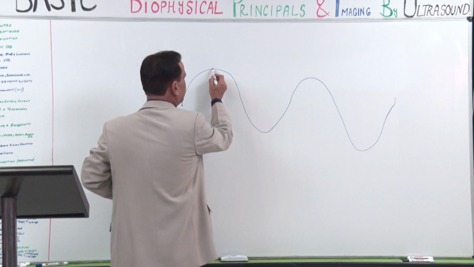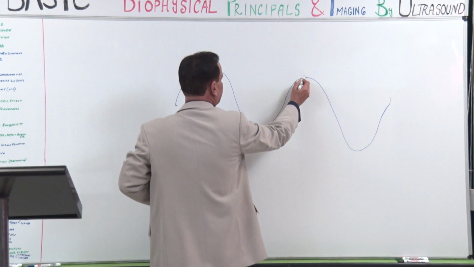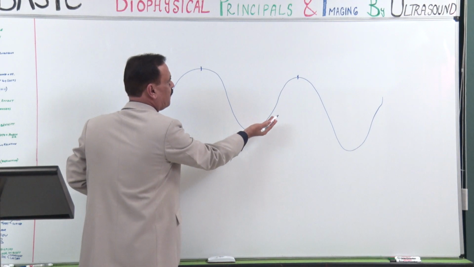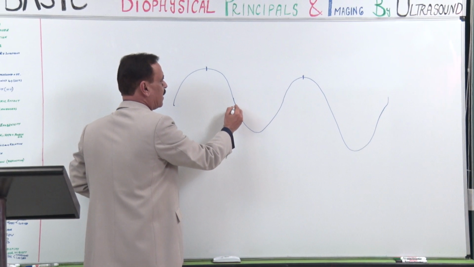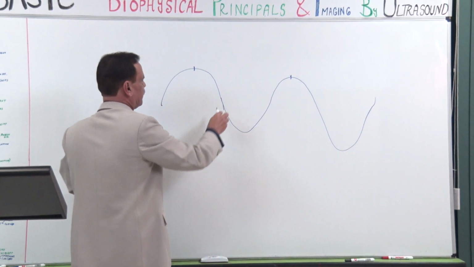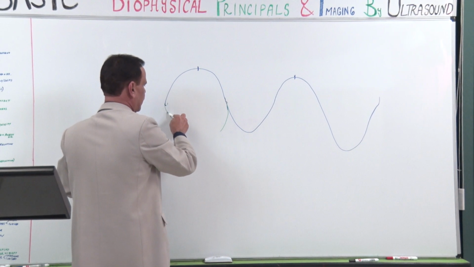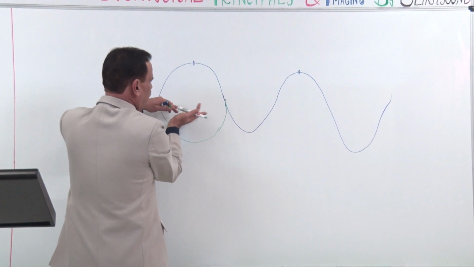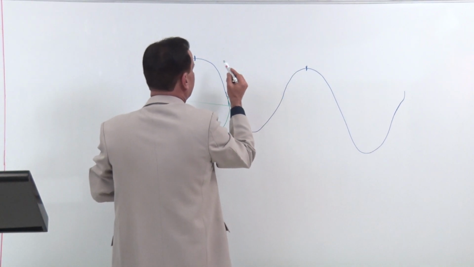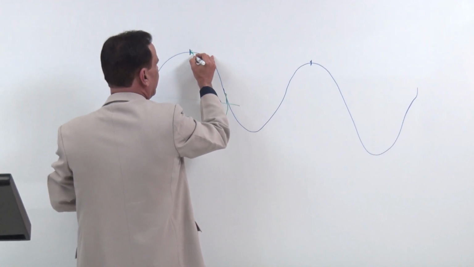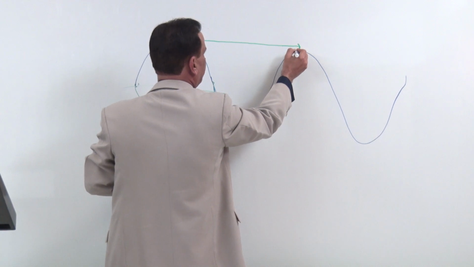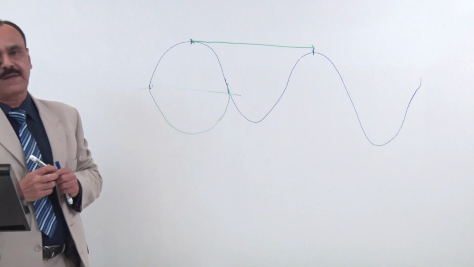A wave consists of one complete cycle, this and then this. If we reverse it like this, it will become, rather I change the color, it will become like this. So when we cut it, it goes like this. One complete cycle is a wave, and the distance of one complete cycle is called wavelength.